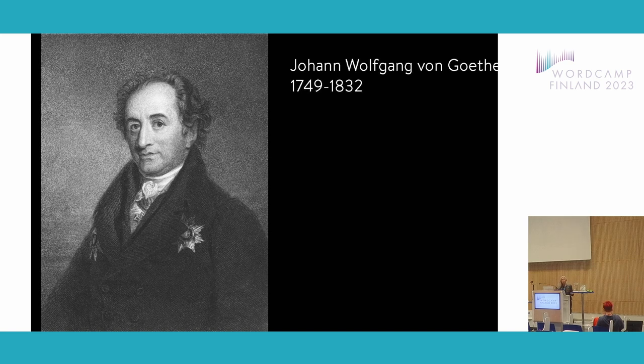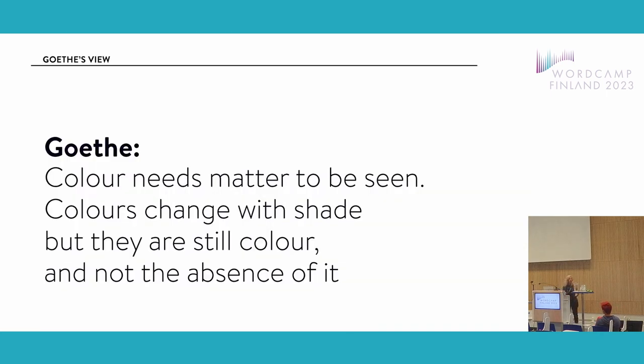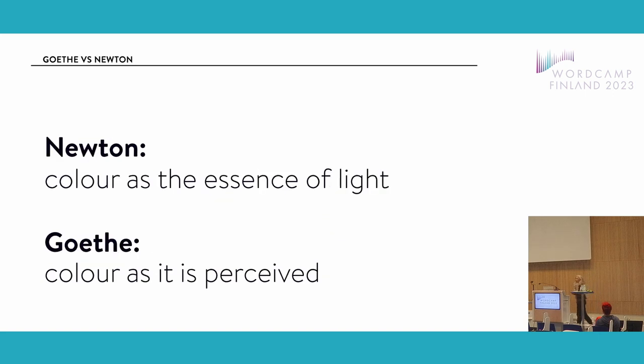he didn't like Newton's theory so much, because he thought that it was way too abstract and that it didn't actually take real life and human perception into consideration, because he thought that color actually needs matter to be seen. And while colors do change with shade and with the absence or presence of light, they are still colors and they are not the absence of it. So for Newton, recapping, color is the essence of light. And for Goethe, color is as it is perceived.